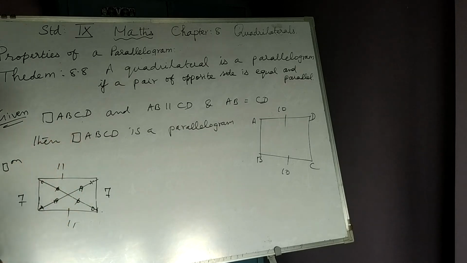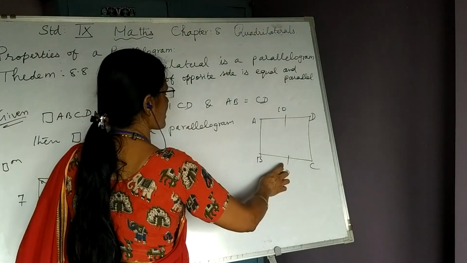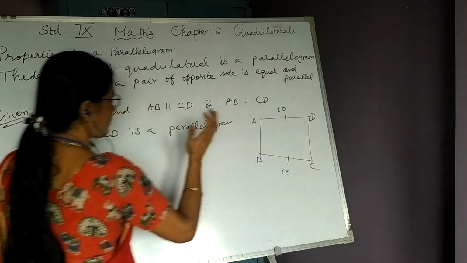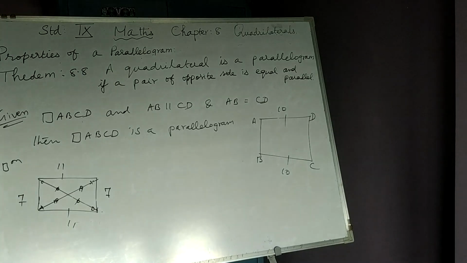And the last theorem we have studied is in any quadrilateral, if you find the same pair of opposite sides is parallel and equal, the quadrilateral becomes what? Becomes a parallelogram.